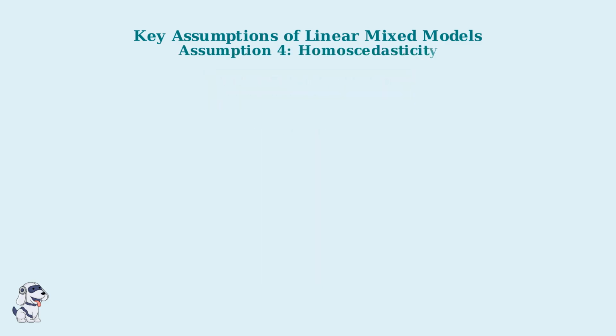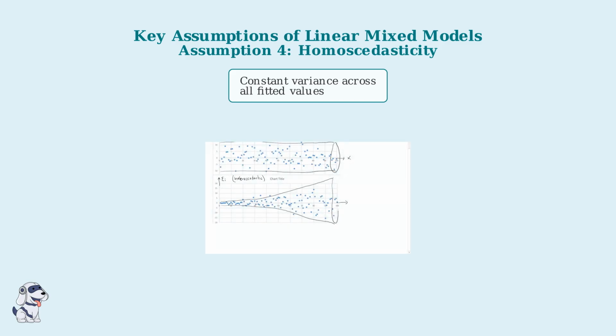The fourth assumption is homoskedasticity, which means constant variance. The variability of residuals should remain consistent across all fitted values. When variance changes systematically, we have heteroskedasticity, which can lead to inefficient estimates. This visualization clearly shows the difference between homoskedastic and heteroskedastic data. The top plot shows constant variance, while the bottom plot shows increasing variance as the fitted values increase.